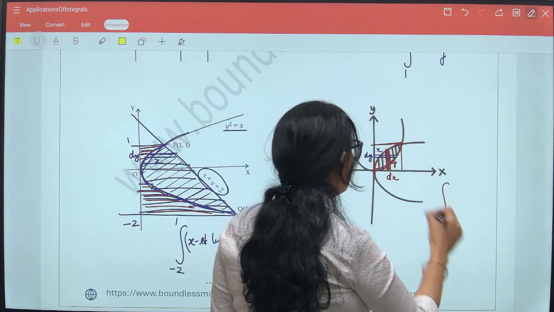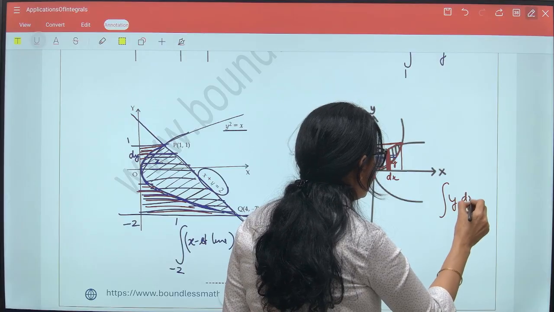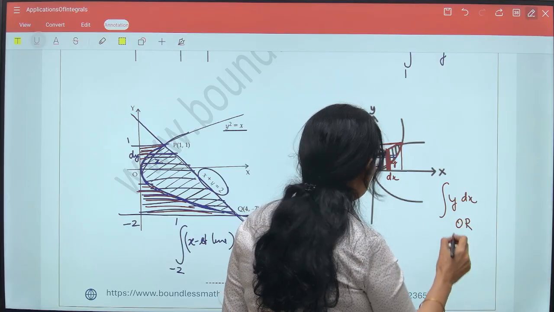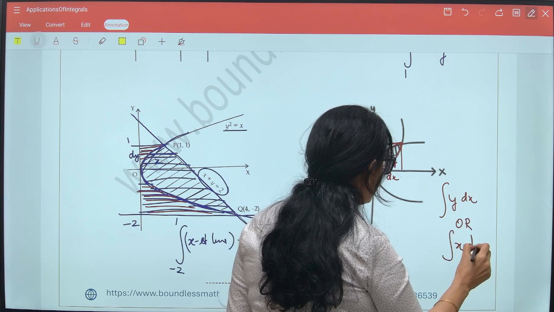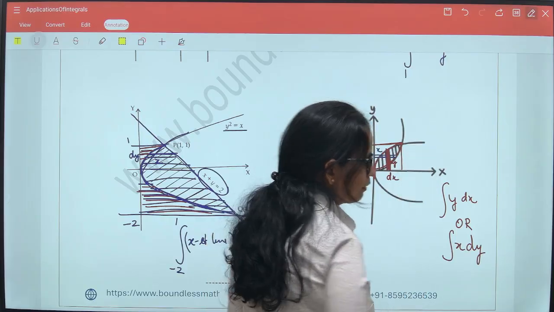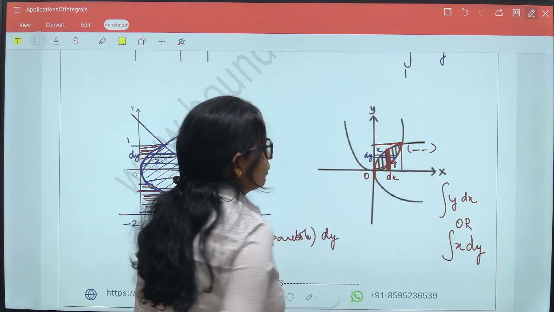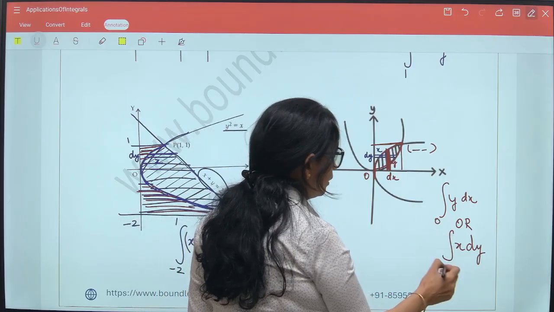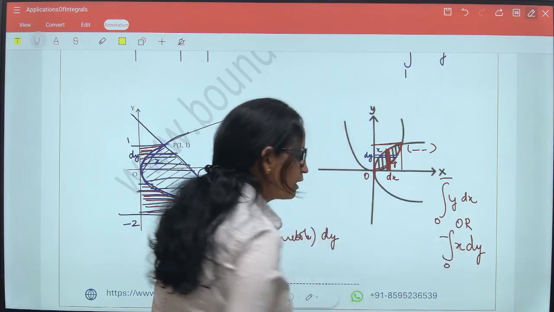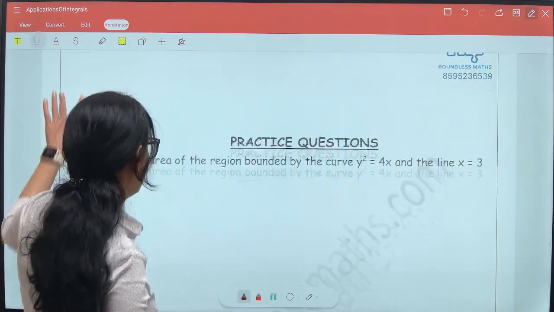So I can use integral of y with respect to dx, or I can also use integral of x with respect to y, bounded by the values of x and y. So for that, obviously you need to find the point of intersection of the two parabolas to put the limits here, right? So let's have a look at a few questions to understand it better and how to solve these questions.